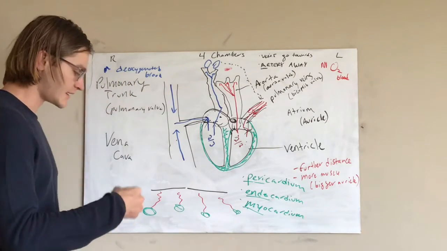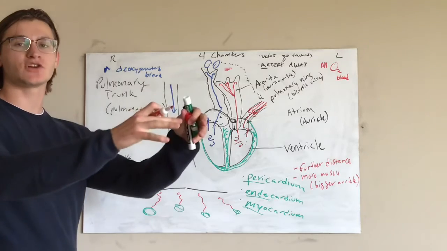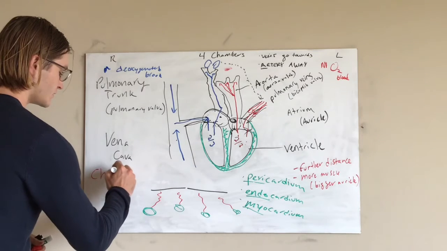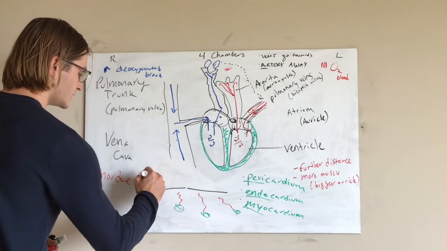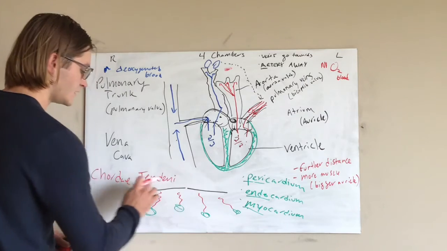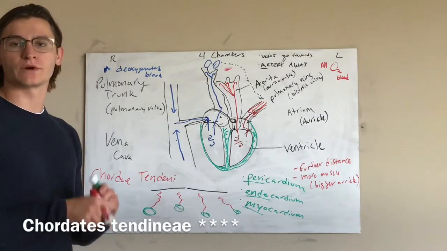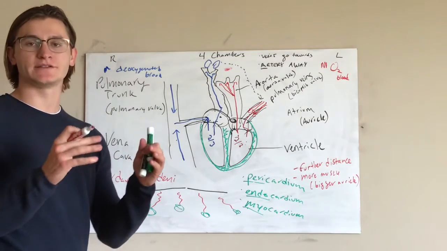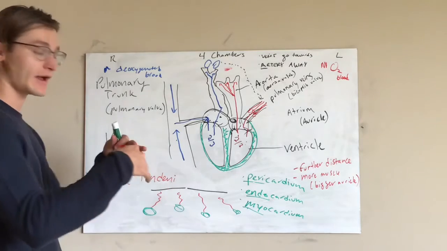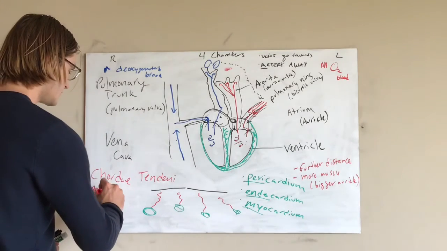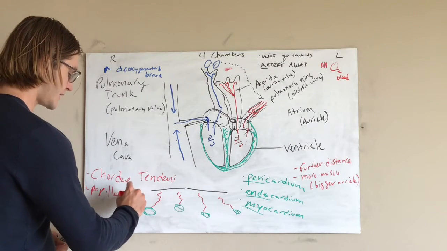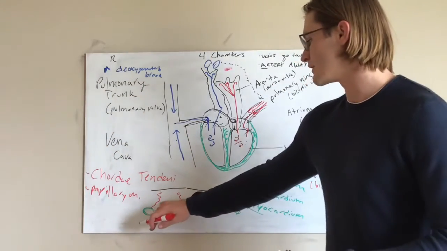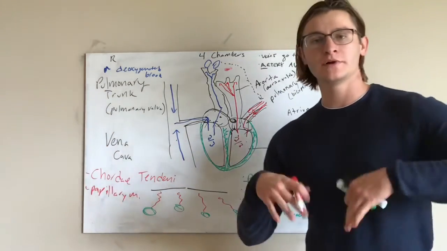There's chordae tendineae, which is a tendon that branches off and holds these valves closed and opens them when they need to be open. I might be wrong on that spelling there, so check me out, but it's chordae tendineae. And then the muscle that assists the chordae tendineae in opening and closing of the valves is papillary muscle. So you have papillary muscle and chordae tendineae that help open and close these valves.